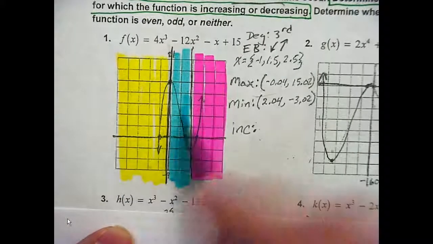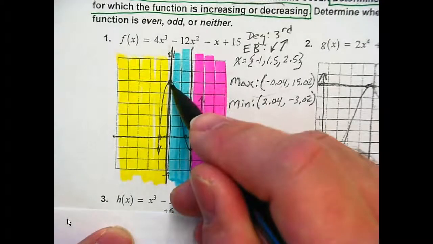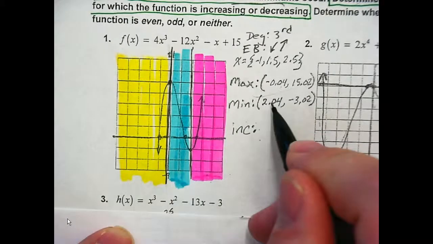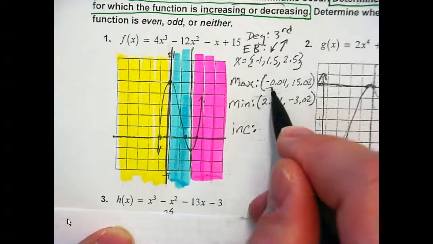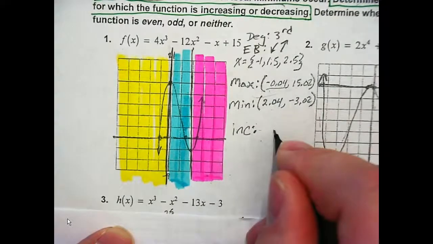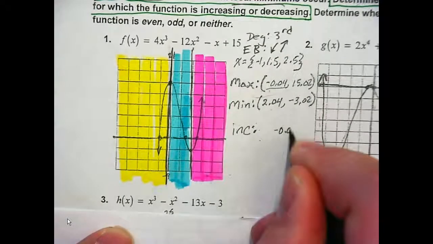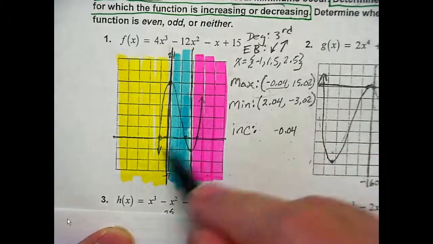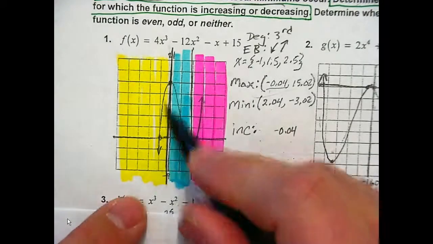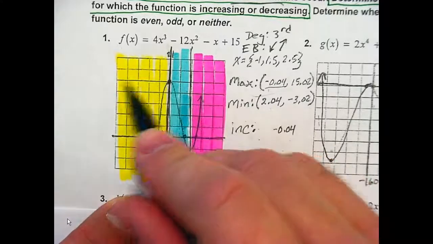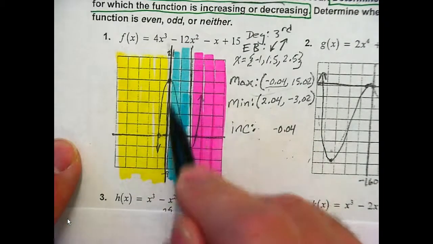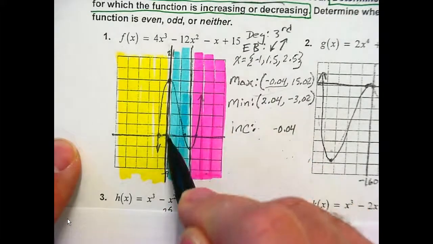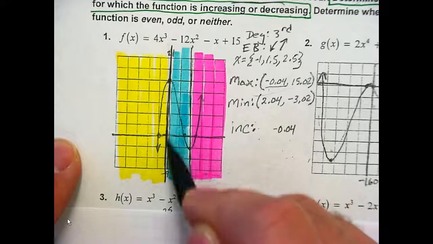Our graph is increasing until we get to negative 0.04. That's that maximum. So we're focusing right there. It's increasing until we get to negative 0.04. Now, mathematically, we write that as, it's increasing when x is smaller than negative 0.04. So all these values over here are smaller than, the reason we drew this line in is this is negative 0.04 right here. That is on the x-axis.